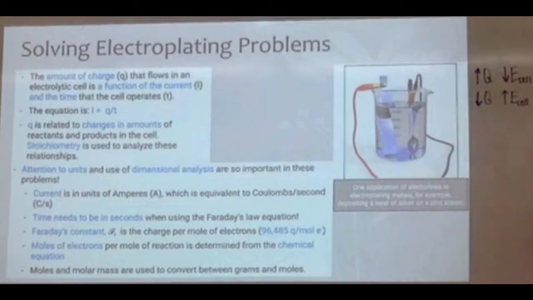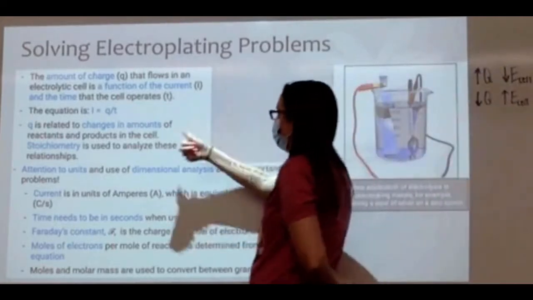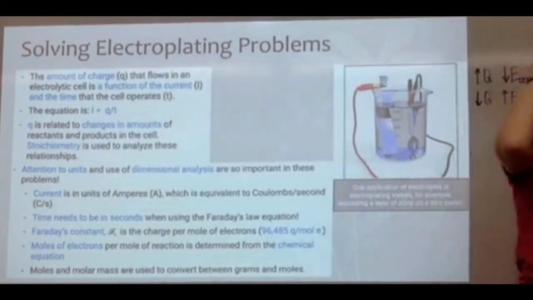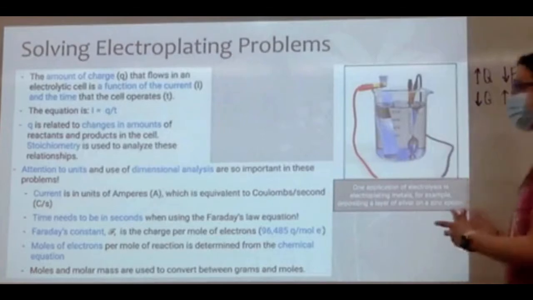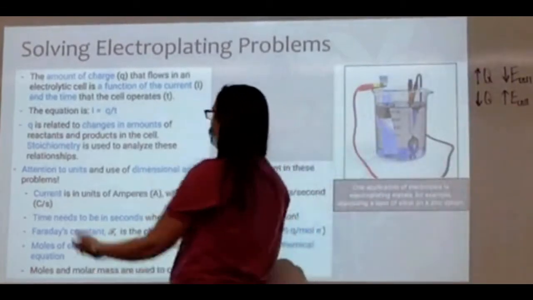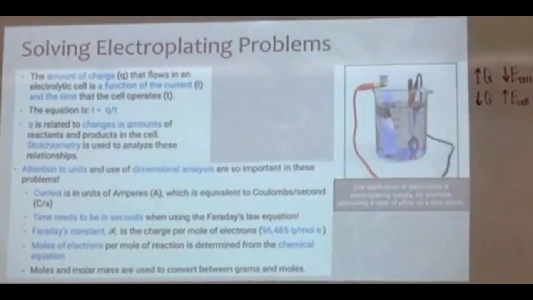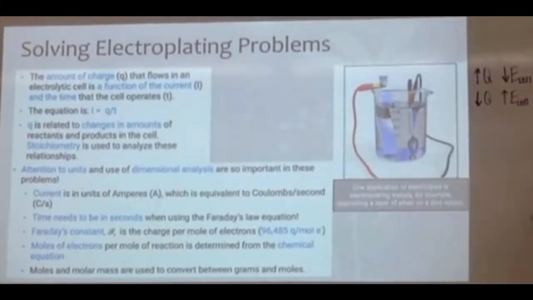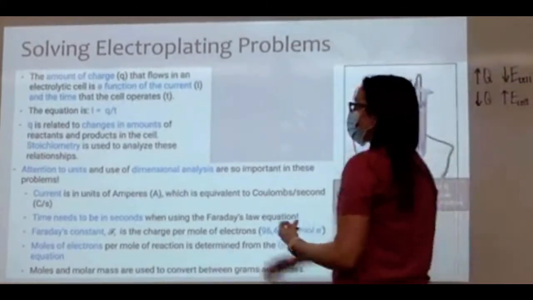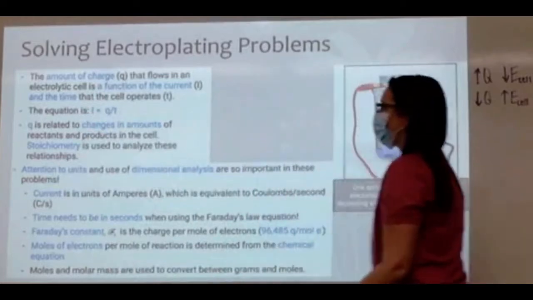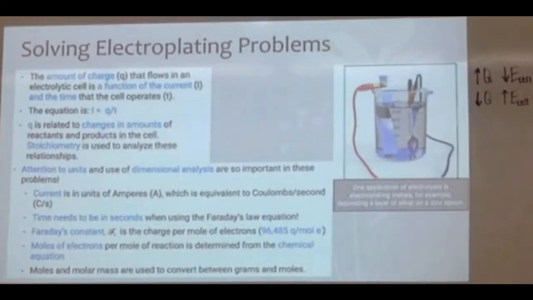When it comes to looking at electroplating, we can look at the amount of charge. Now I know Q we've used before as a variable for heat. When we're dealing with electrolysis, Q actually represents charge. So we look at the relationship between the amount of charge that flows. We look at the current, which is represented by a capital I, and we look at the time that the cell operates. The equation I equals Q over t is on your equation sheet.